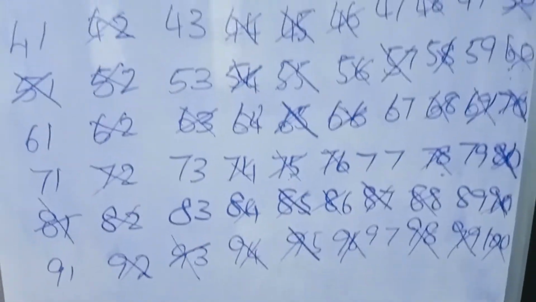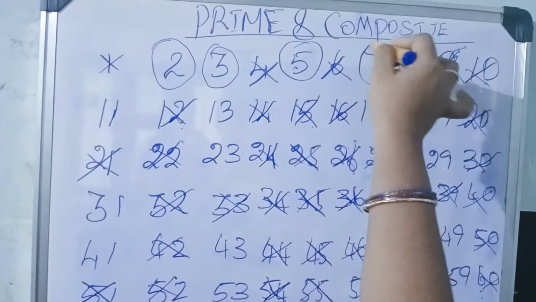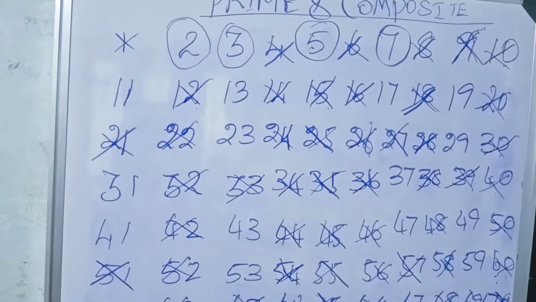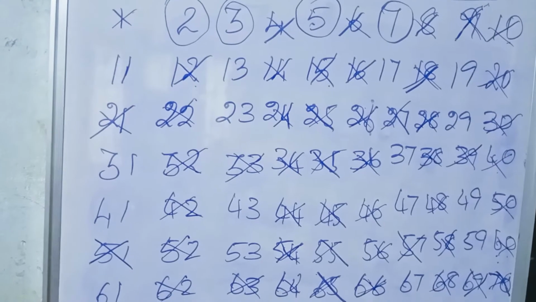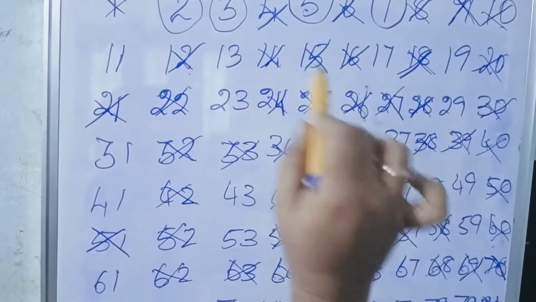Okay, so now we have to check the next prime number. Next prime number is 7. Okay, now you have to cancel the multiples of 7. Which one? Multiple of 7 is 14. We have crossed it out already, so leave it.